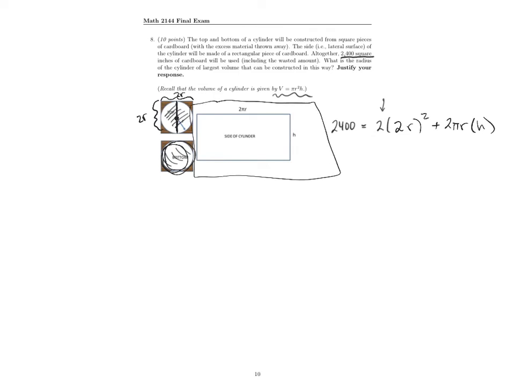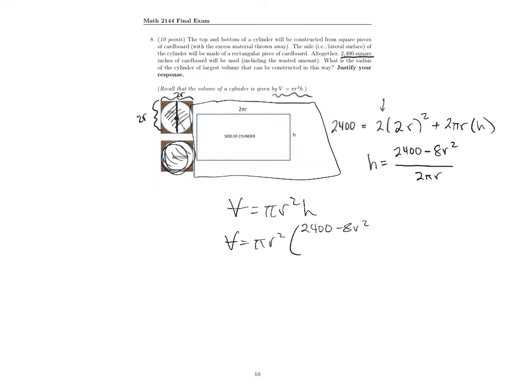So now we have this equation that relates our r and our h, and we can solve that for, in this case, I recommend solving for h. It seems a little bit easier. So solving that out for h, we get 2,400 minus 8r squared, all divided by 2 pi r. Taking our v term from earlier for volume, we can plug in for this h and say that we have the volume as pi r squared times 2,400 minus 8r squared, all over 2 pi r.